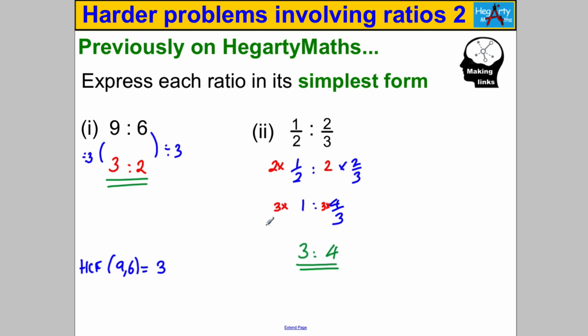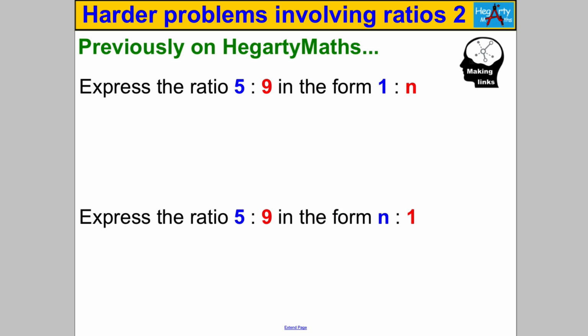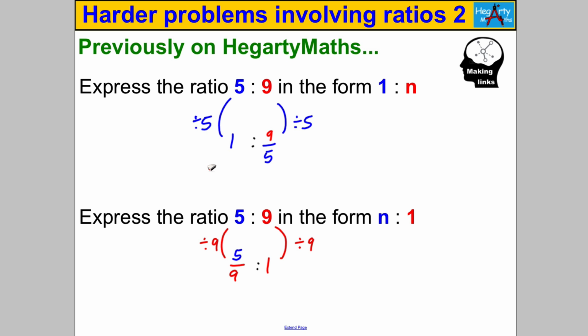The next thing I need you super good at is writing ratios in the form 1 to n or n to 1. Pause the video, double check you can do that in these two cases. So all you had to do is decide which side you wanted to be 1. In the first case, the left side. In the second case, the right side, and do an appropriate division. And you would have got 1 to 9/5 or 5/9 to 1. And I need you really good at that for this particular skill. Right, let's get on and do a question.